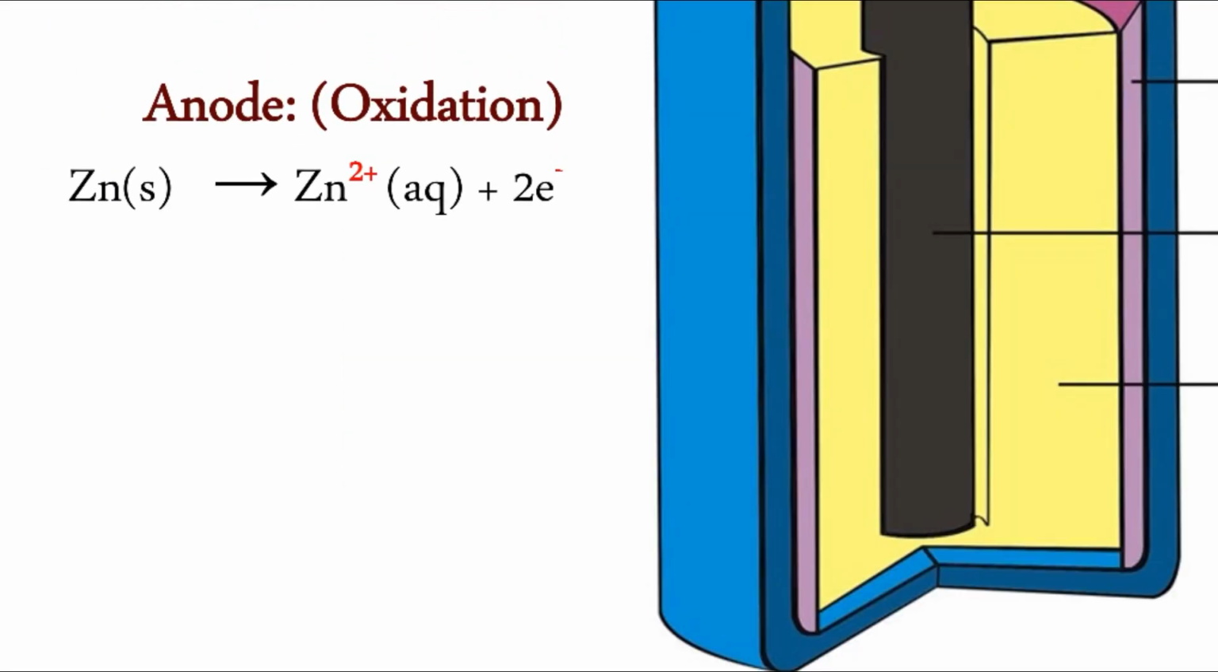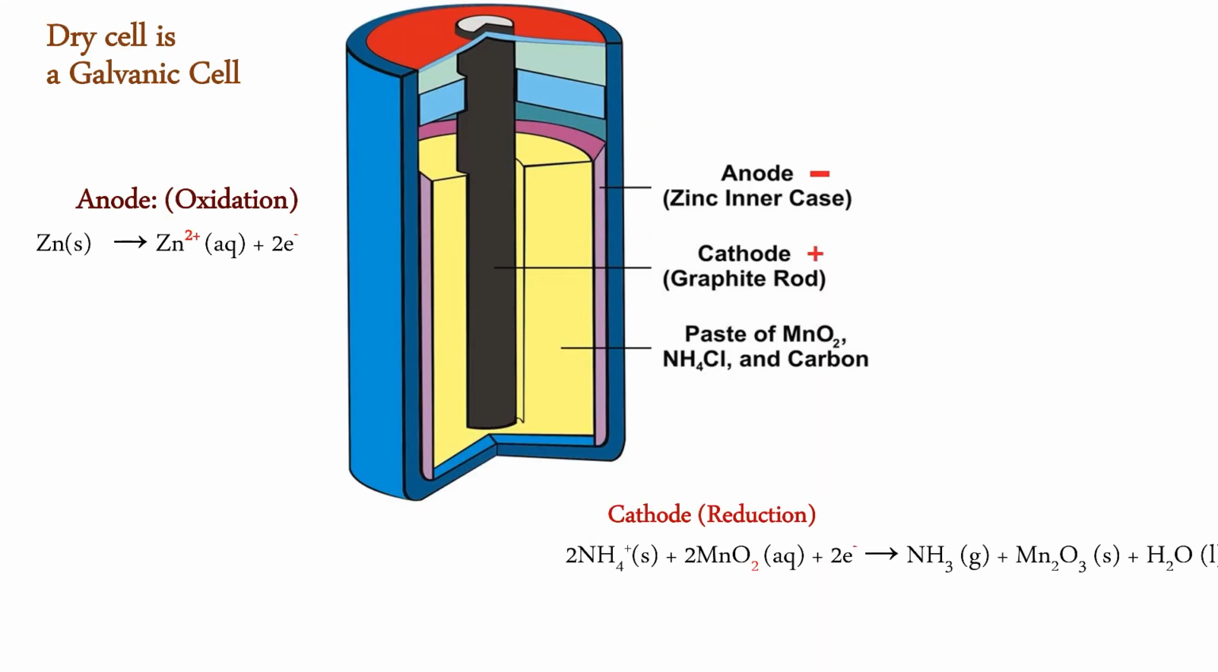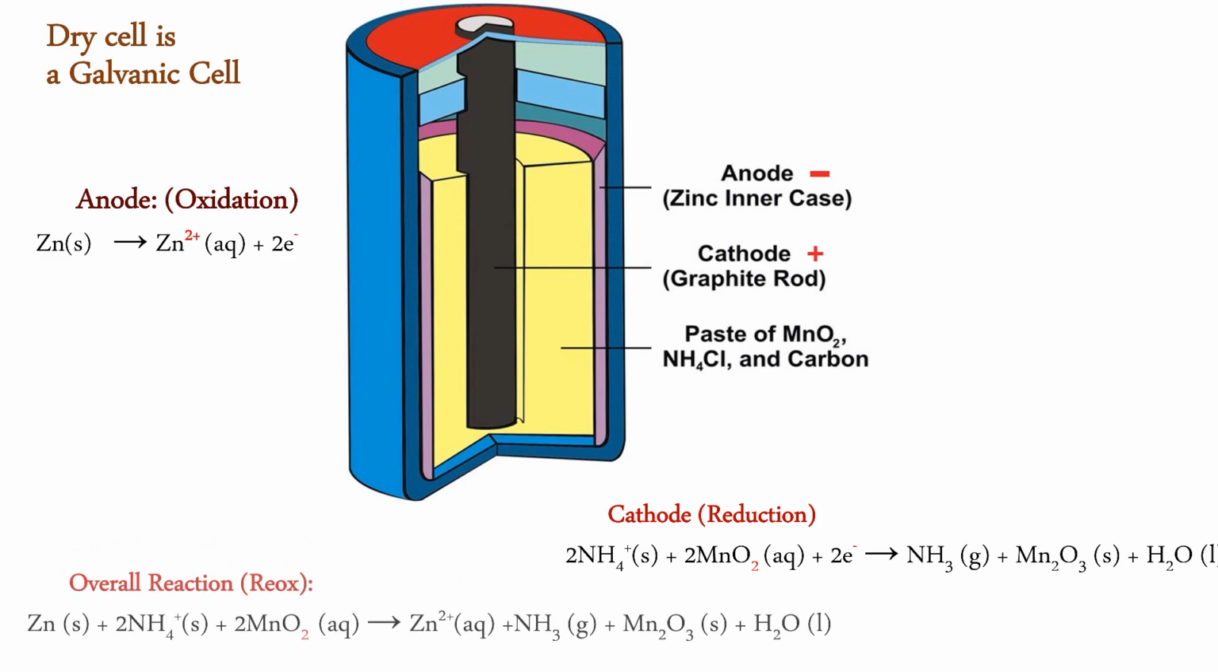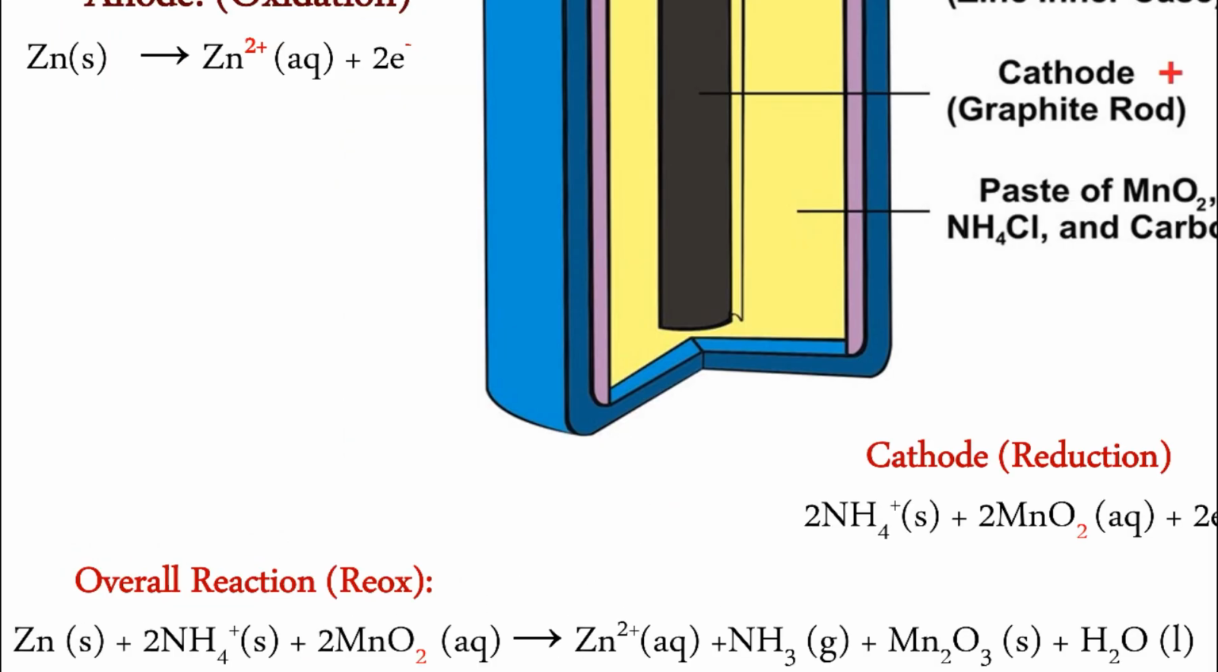Look at the reactions at the anode. The zinc is the anode, which itself oxidizes to give electrons and form zinc ion. At the cathode, ammonium and manganese dioxide together gain electrons to form ammonia gas, dimanganese trioxide, and water, and you get the overall equation: zinc plus ammonium ion from ammonium chloride plus manganese dioxide giving you zinc ion, ammonia gas, dimanganese trioxide, and water.